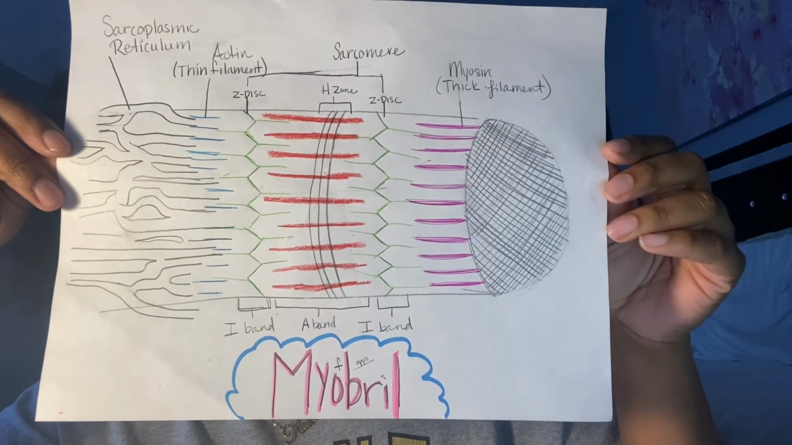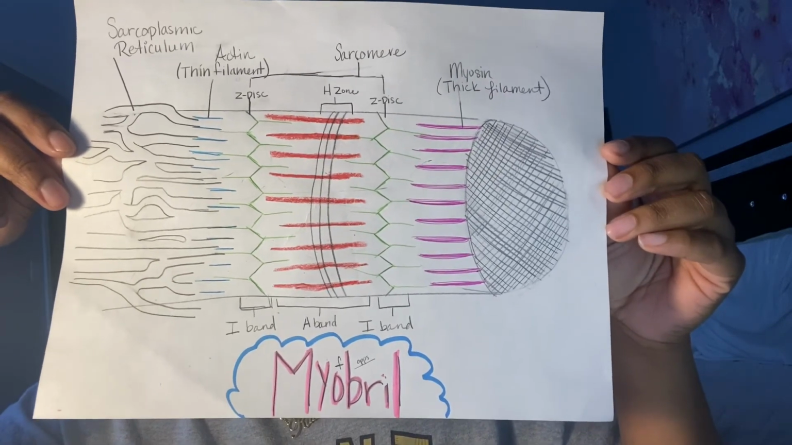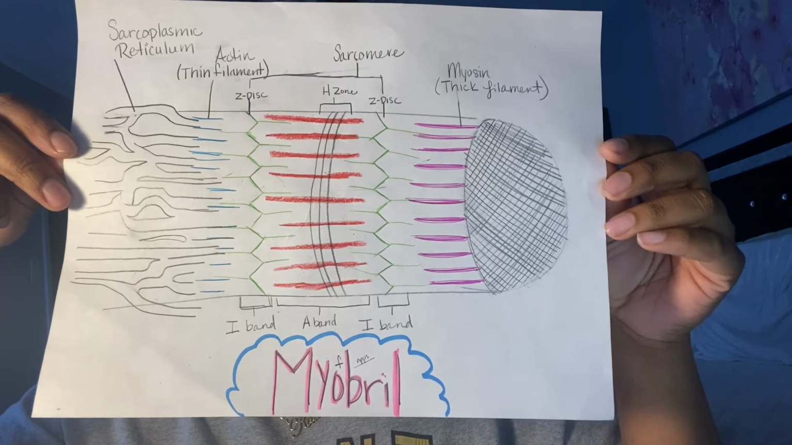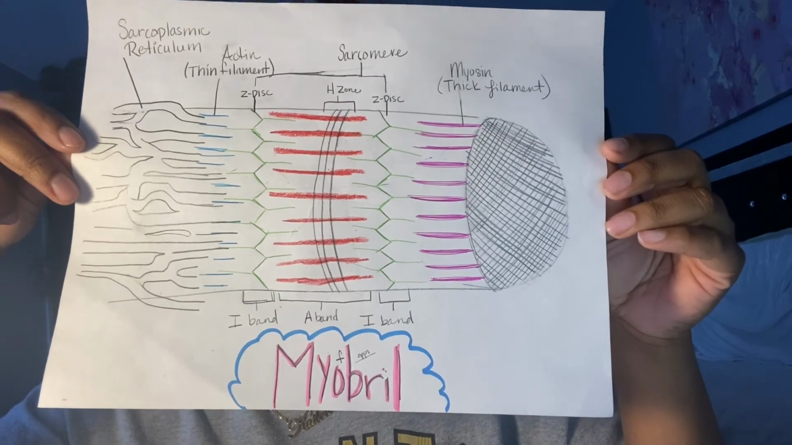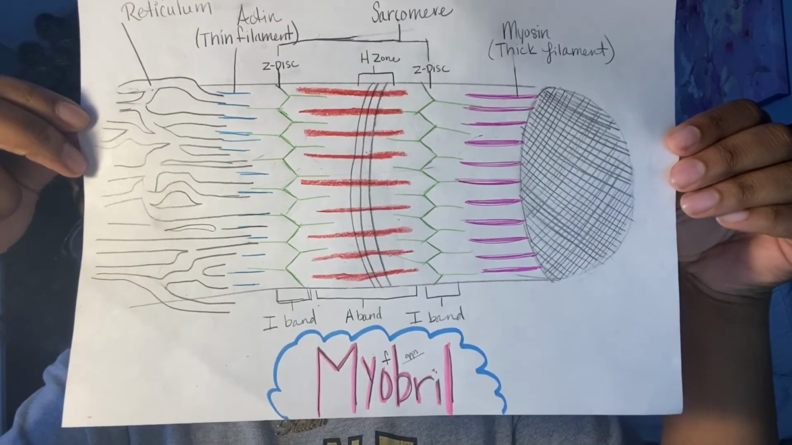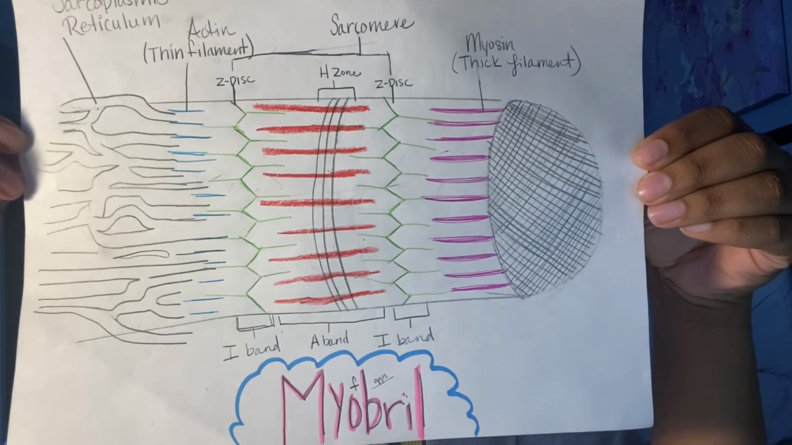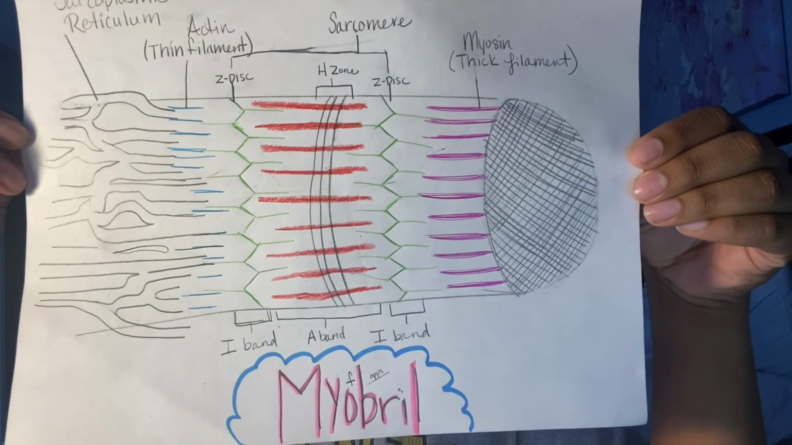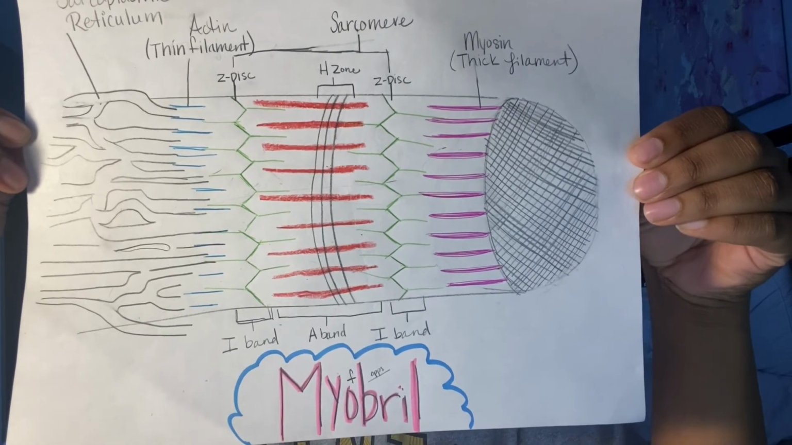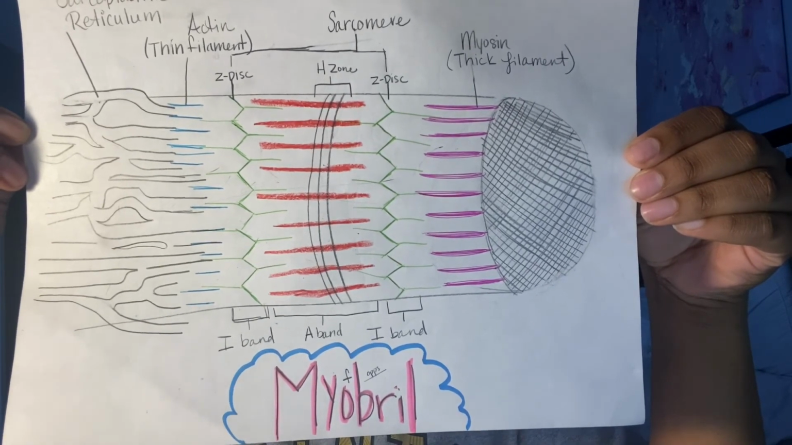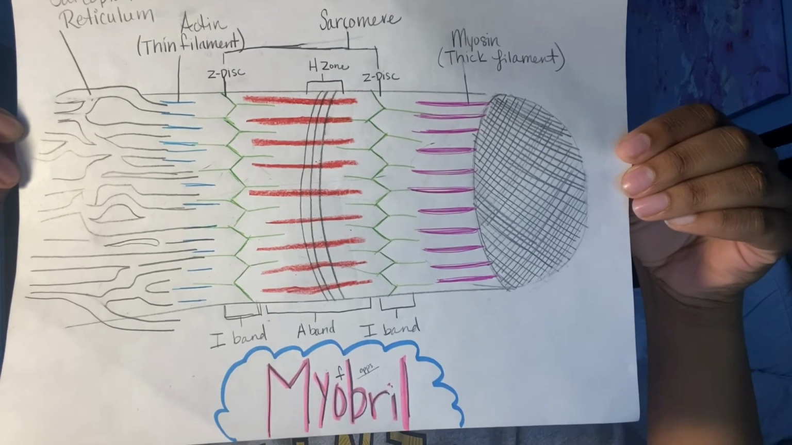So once the action potential stops, that calcium's going to go right back to where it was, back to the sarcoplasmic reticulum. In order to pump the calcium back, we're going to need ATP. That's going to pump it back into the SR. Once all this happens, the troponin and tropomyosin are going to go ahead and move back to the myosin binding sites on the actin filament, and the muscle's going to relax.